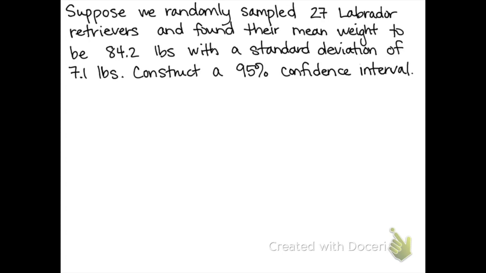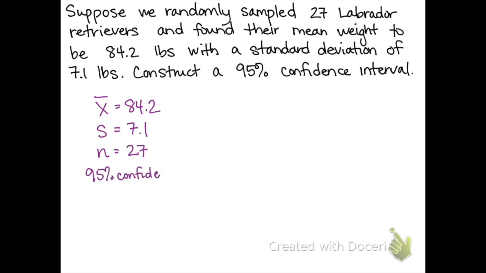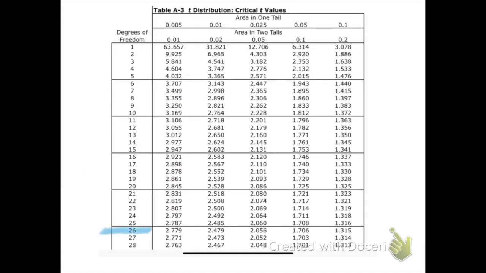The values that are known are x bar, the sample mean, is equal to 84.2, and the sample standard deviation is 7.1. There were 27 Labradors included in this sample, so n is equal to 27, and we're looking for 95% confidence. Because sigma is unknown, we will need to find a critical t-score, and we're going to find that critical t-score based on 26 degrees of freedom. So let's go ahead and do that. We start by looking at 26 degrees of freedom on the table. One of those 5 values there will be our critical t-score.